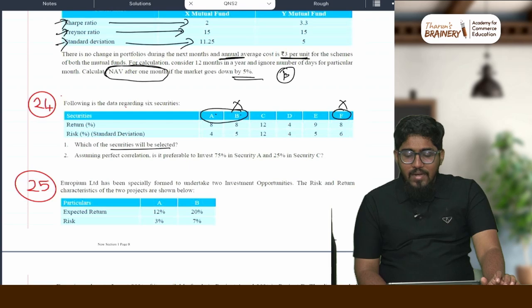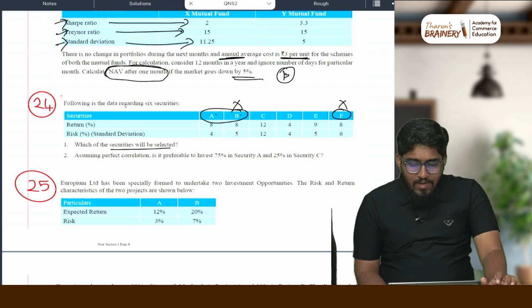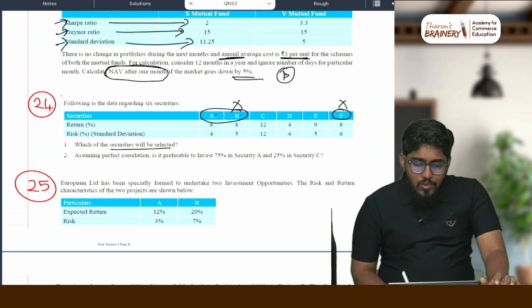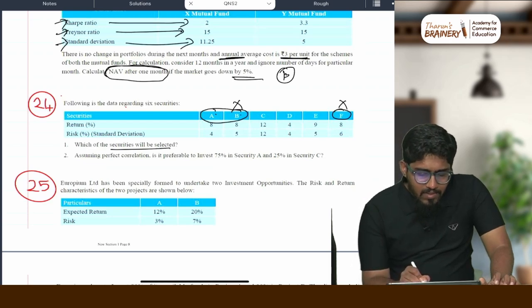Are you all having this clarity? So B I will not select and F I will not select. This much clarity you guys are having. Super. So I will select A. Okay, I will select A.